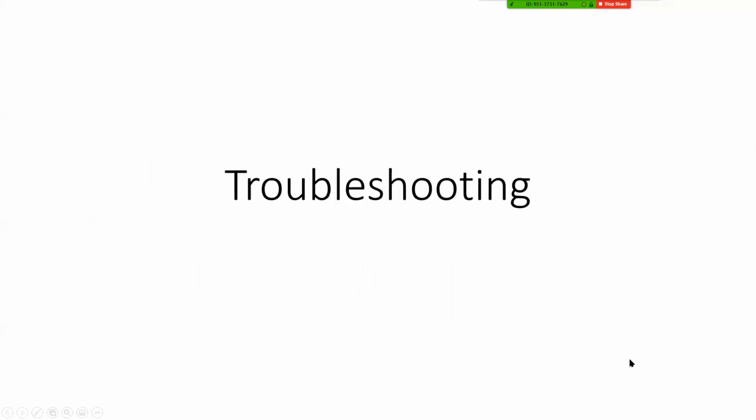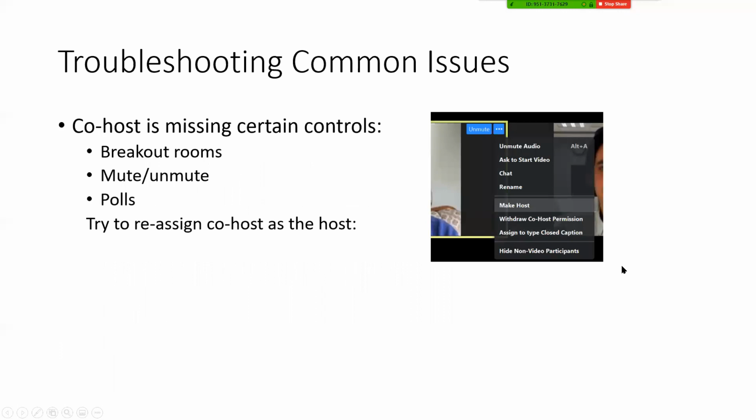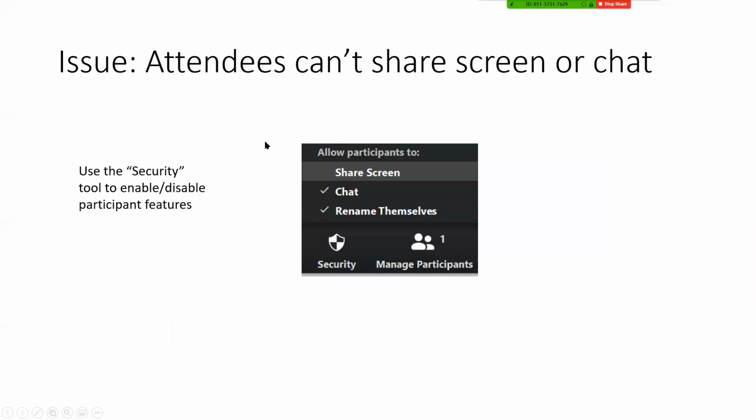Okay, so the final thing for us to touch on is troubleshooting some of the common issues. If you're finding that the co-host needs something, you're the one doing the speaking and the co-host is kind of managing stuff, if you click on your co-host, you can actually make them the host and they get more features there, okay? So this will help if they're missing anything with breakout rooms, maybe they don't have access to polls as well. So you can try and assign them, and you can always take back that co-host permission.